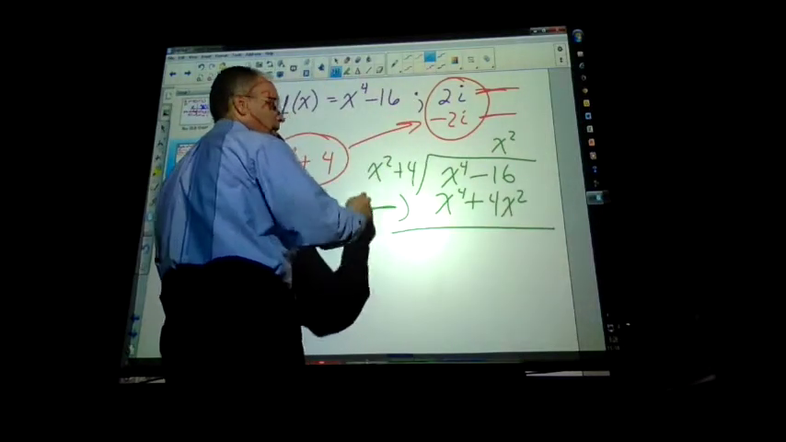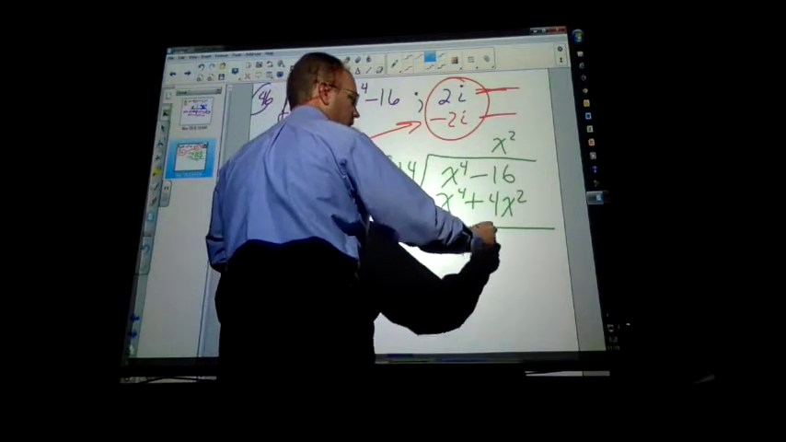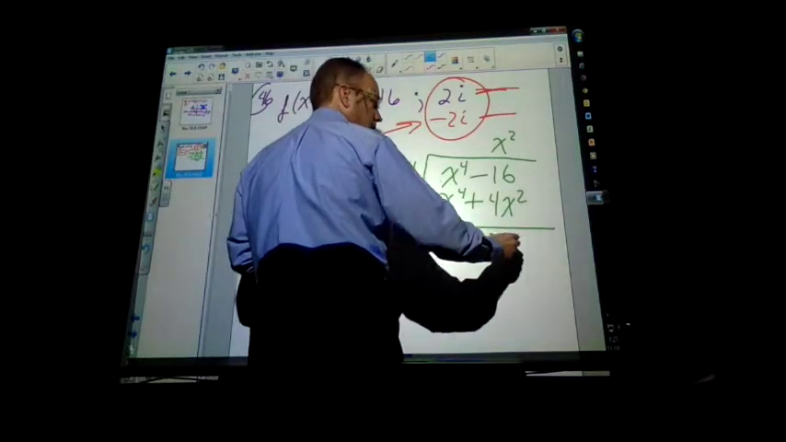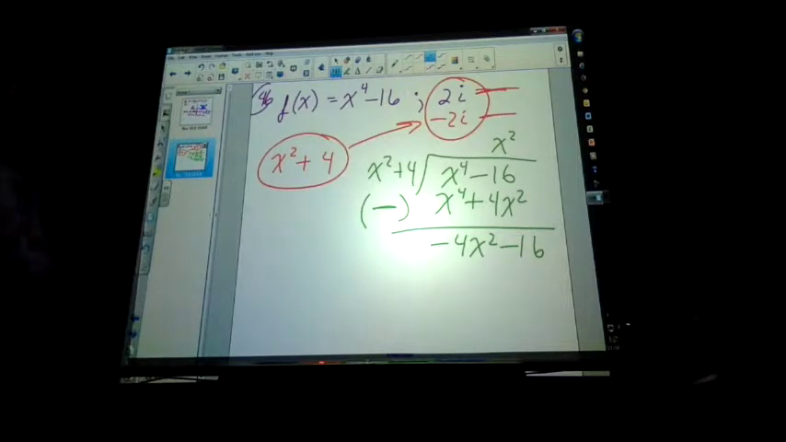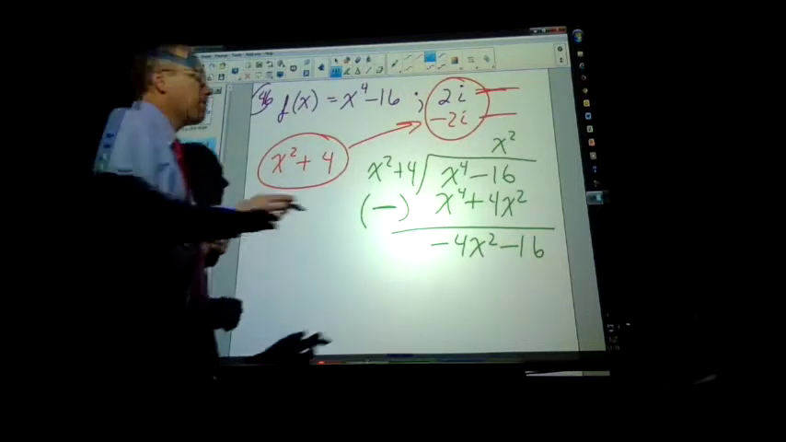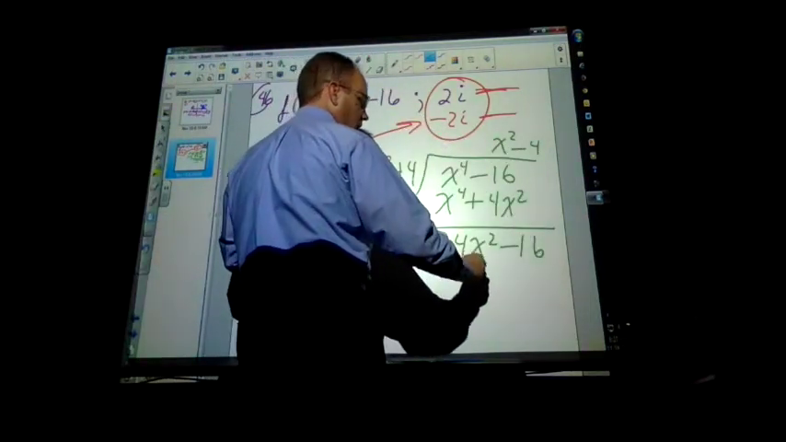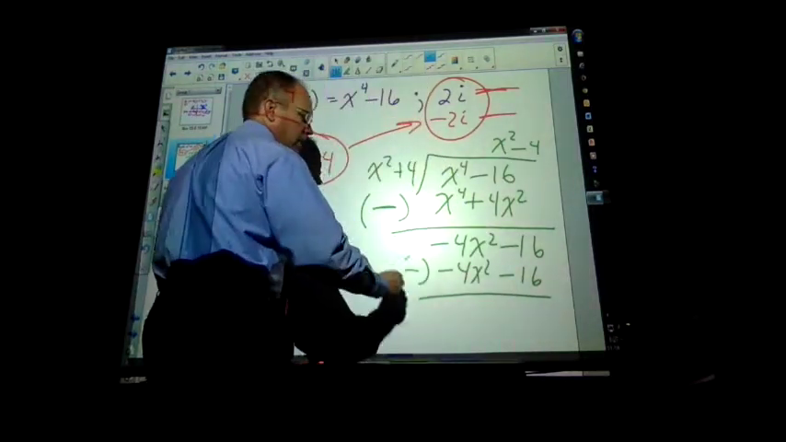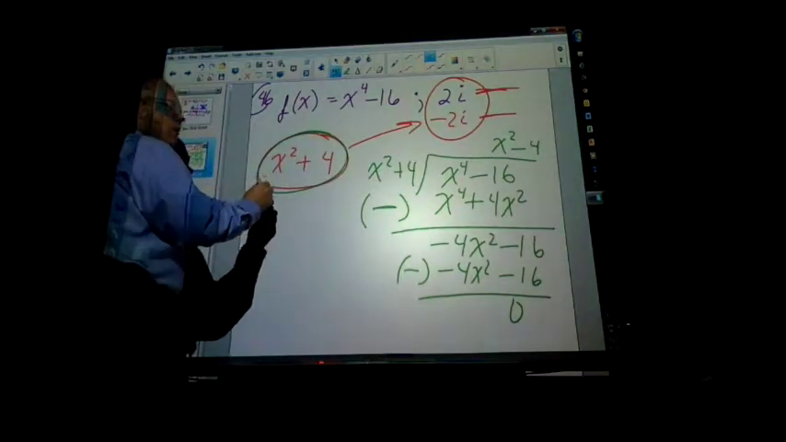Okay, subtract. So that's going to cancel that. Then I'm going to get minus 4x squared down here, and then minus 16. What should I multiply x squared by to get negative 4x squared? Negative 4. Negative 4 times that is negative 4x squared. Negative 4 times that is negative 16. Again, I'm going to subtract everything, so everything cancels out. So here's my first solution, or binomial.